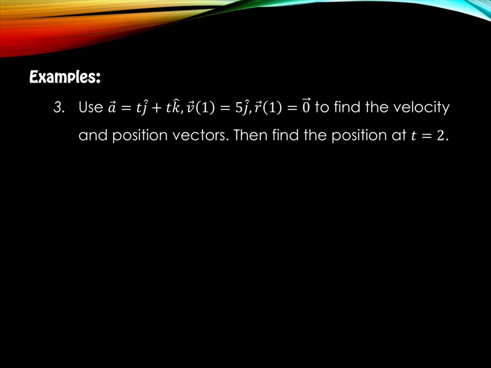All right, so we're going to use the acceleration vector tj plus tk. The velocity vector evaluated at 1 is 5j, and the position vector evaluated at 1 is 0. We're going to find the velocity and position vectors, and then find the position at t equal to 2. Now, it doesn't actually say what kind of problem this is, in the sense that there are no words for it, but can you tell me what kind of problem this is?